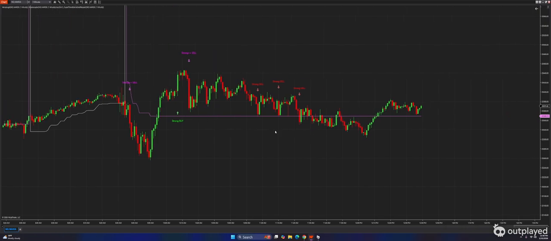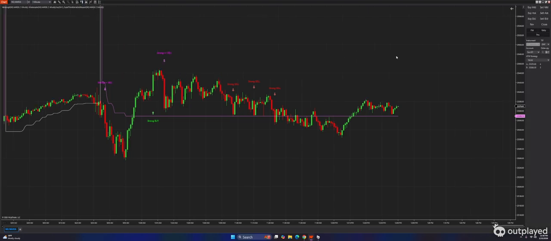So how do we place trades? The first thing you do is go to your chart trader, select chart trader right there. You have your chart trader pop up.